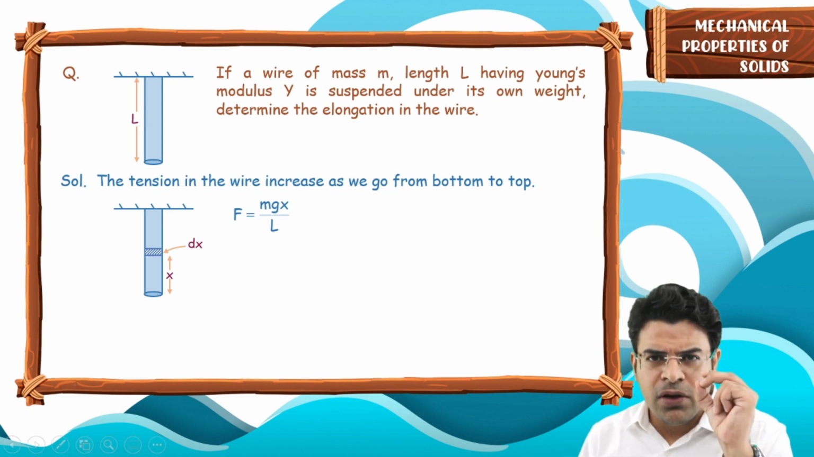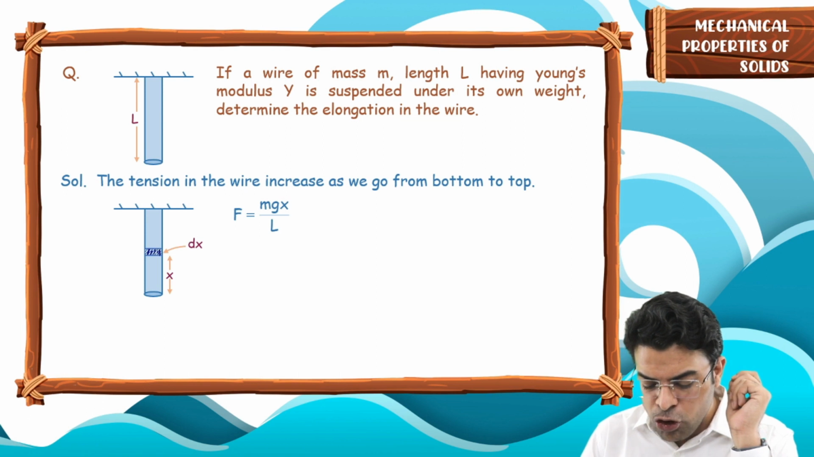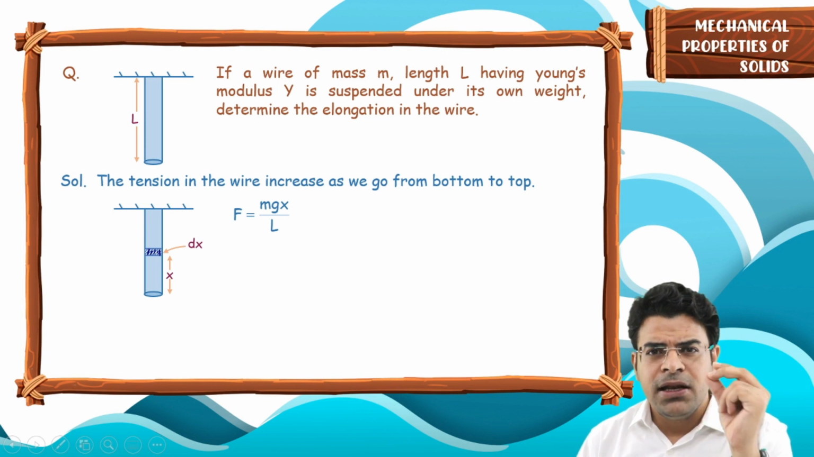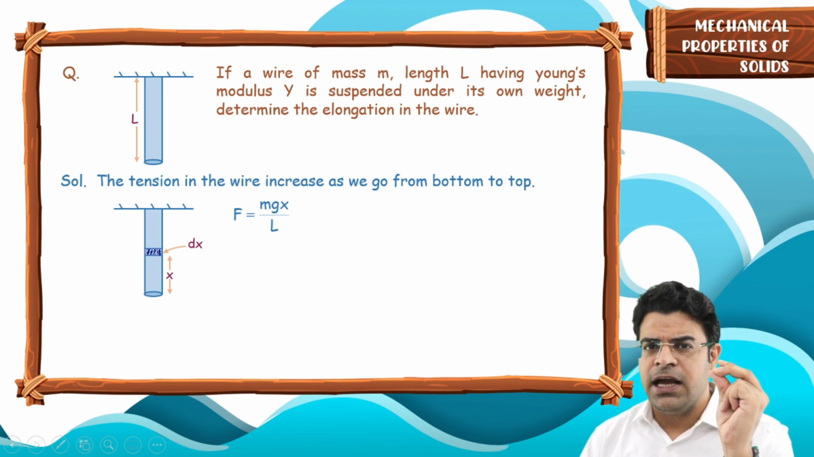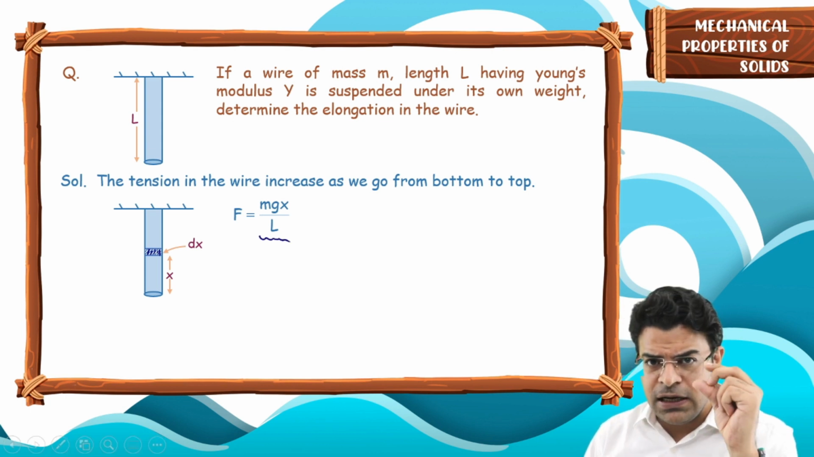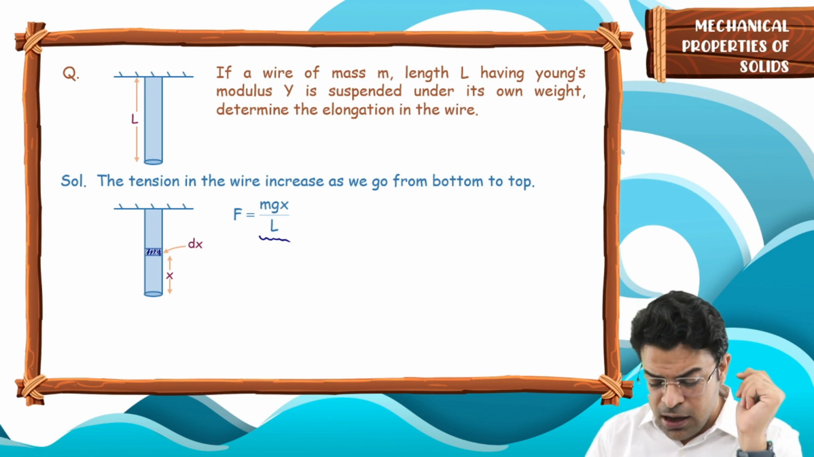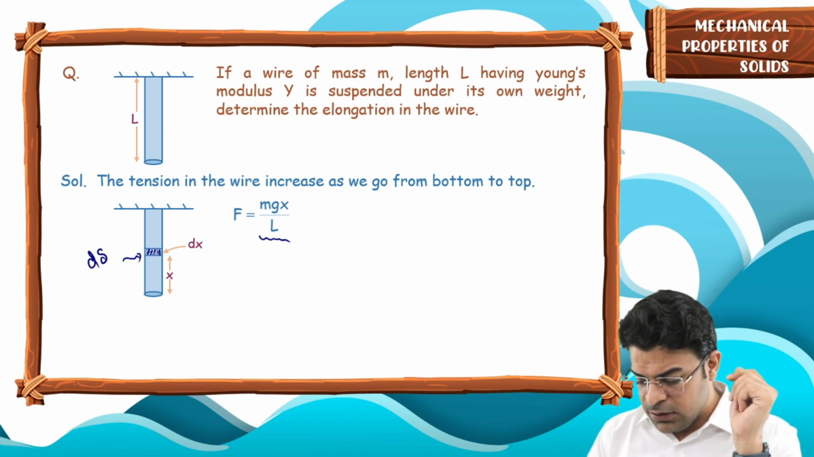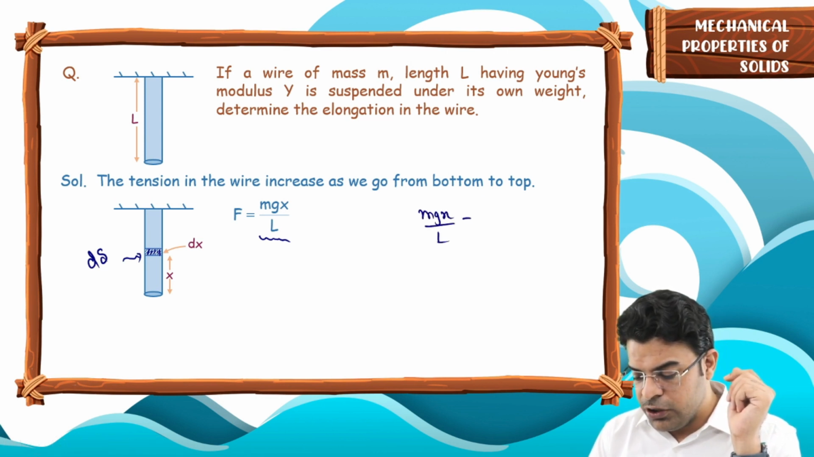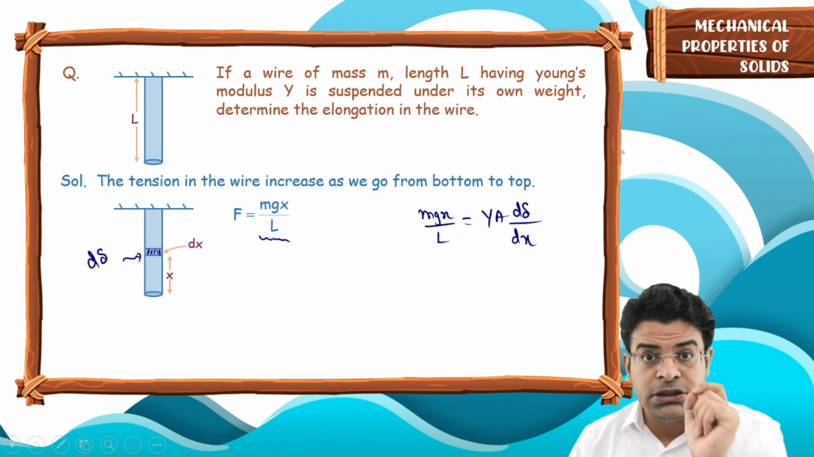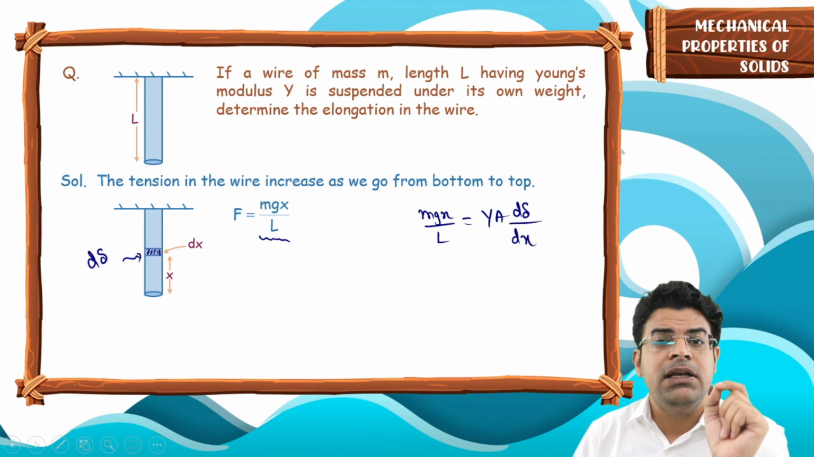Now if I consider an infinitely small length of this wire, having length dx, then for this infinitely small length dx, I can assume the force to be constant, equal to mg x by L. In this infinitely small length, if I assume a further infinitely small elongation d delta, then I can say the force, which is mg x by L, equals YA d delta by dx. So what is d delta? The infinitely small elongation in an infinitely small length dx.